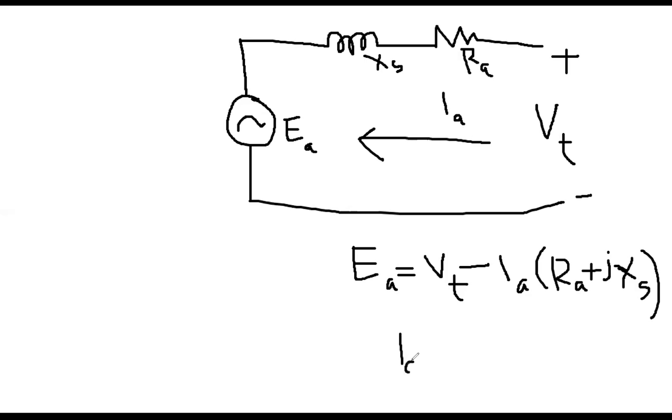From there, I would write down just one equation. For example, what will be your IA? IA would be VT minus EA, over RA plus jXS.